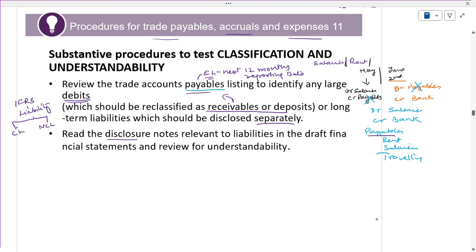Read the disclosures. Always keep that in mind. Notes to the accounts. Whenever you find any doubt anywhere, just refer to the notes to the accounts. This is the topmost secret of the auditor. Once we are seeing notes to the accounts relevant to liabilities, we will have a review and some basic understanding. We'll get an understanding of whether they have classified it as a current liability or a non-current liability. We will also understand the basis of classification.